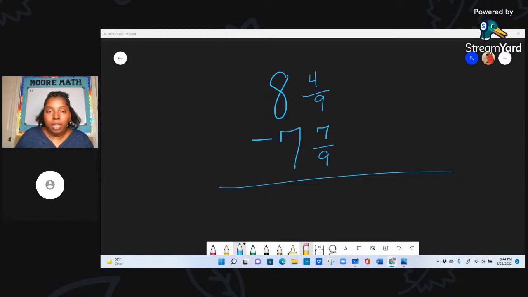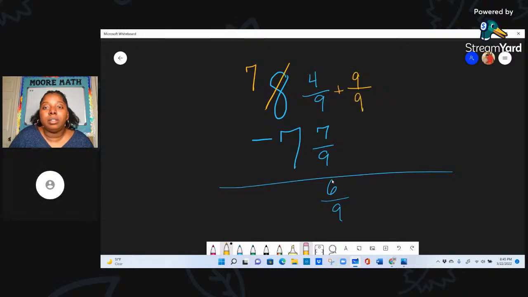All right. So you got 6/9. Walk me through what you did. So I borrowed the 8 and made it a 7. Mm-hmm. And then I added 4 9s plus 9 9s equal 13 9s. Subtracted 7 9s, and I got 6 9s for my answer. Okay, good. You got it. Awesome. And 7 minus 7 is just 0. So yeah, 6 over 9.